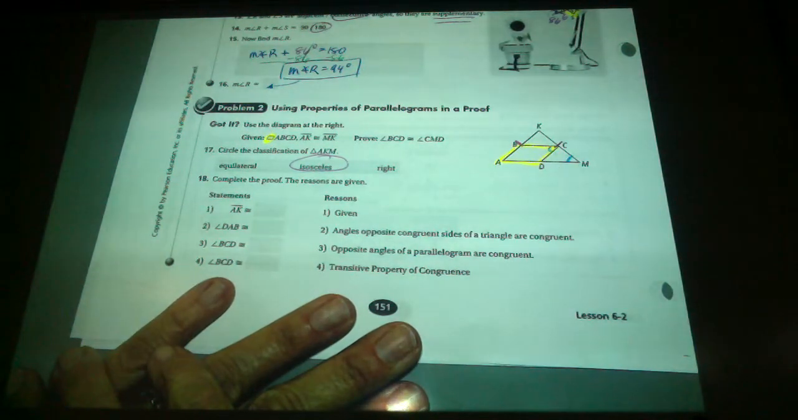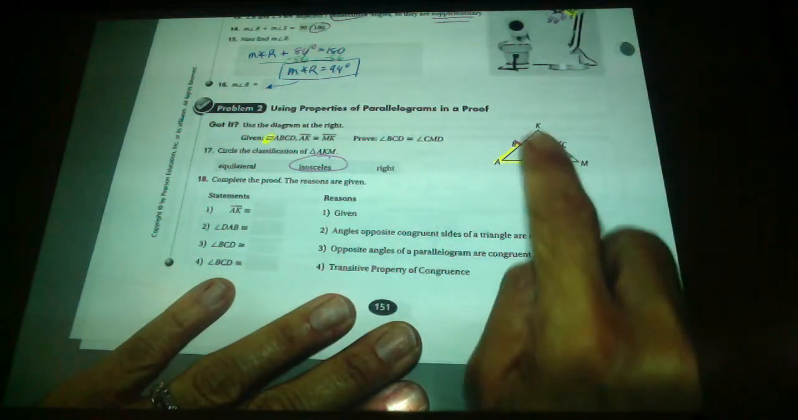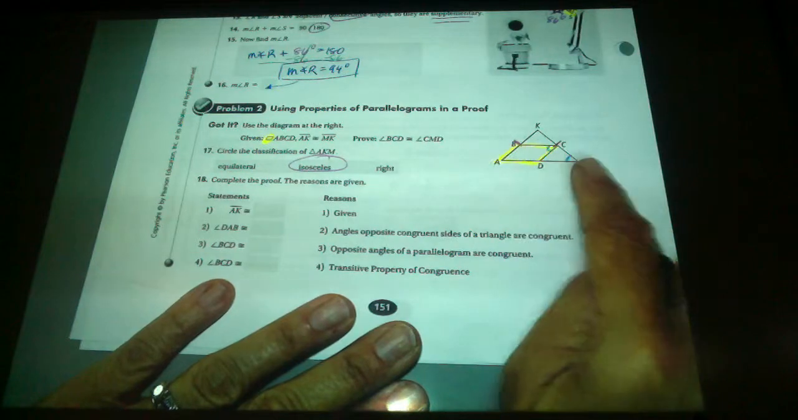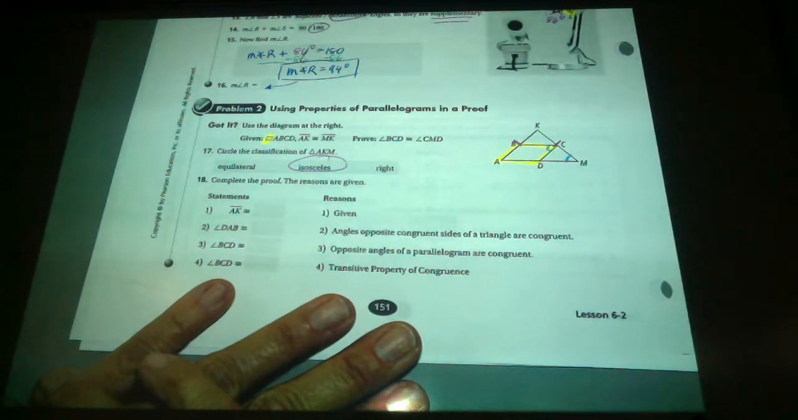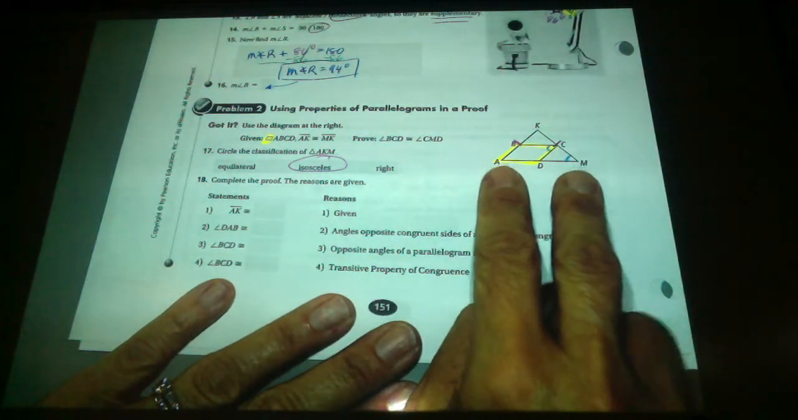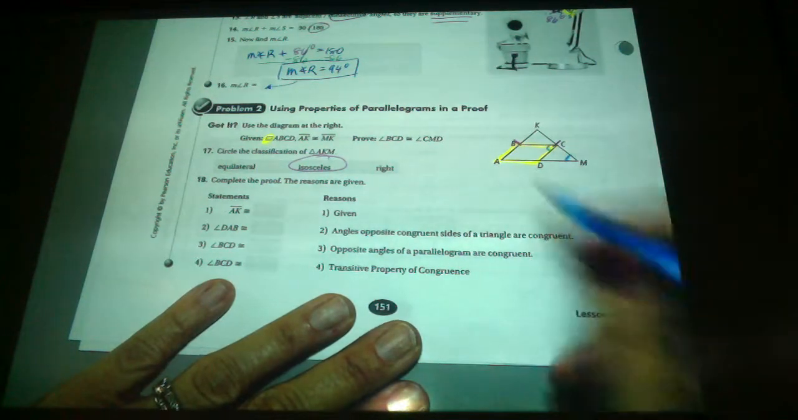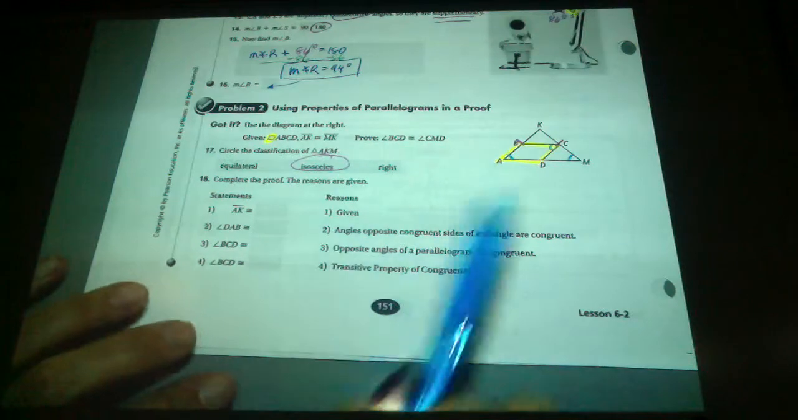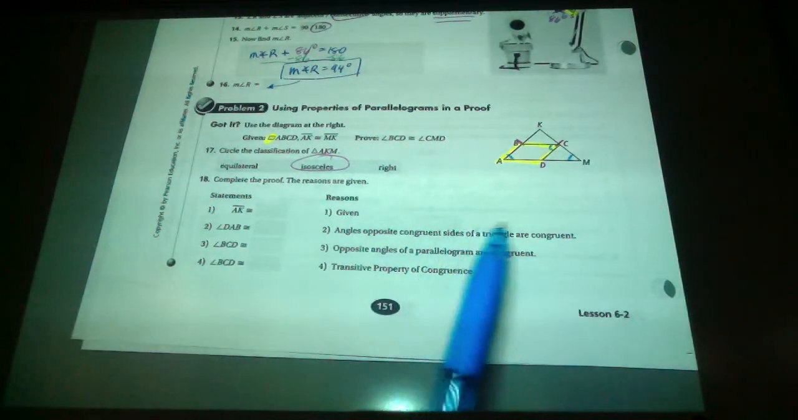The base angles are congruent. Where are the base angles here? The base angles A and K, A and M, or K and M, if these are the congruent sides. Aren't those the two base angles? So I can already say that angle A is congruent to angle M based upon the fact that I have an isosceles triangle.